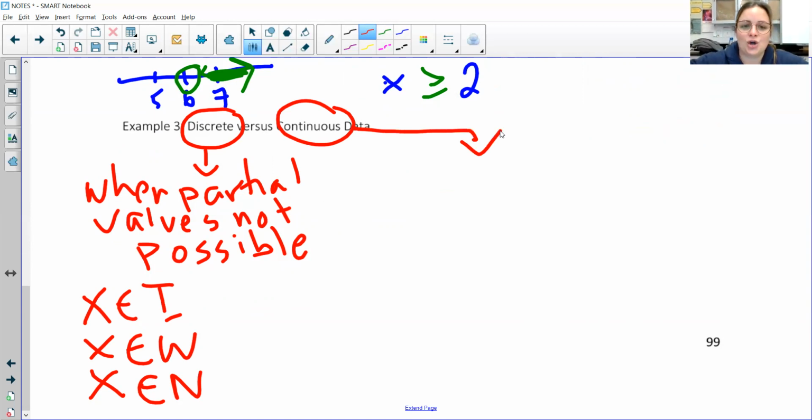Okay. So continuous data is when partial values are possible.